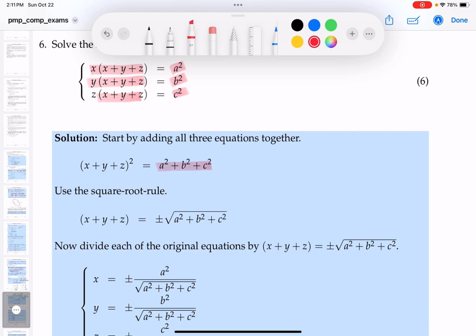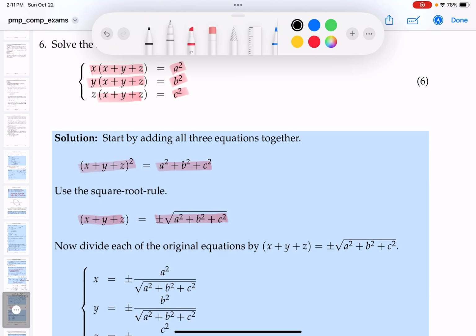Well, the right side's really easy to do, but surprisingly, the left side, if you do add it all together, you just get this over here, all right? And then you use the square root rule on it to find out what x plus y plus z is. So x plus y plus z would be plus or minus the root of that, all right? And then someone says, what do you do now? Well, let's take a look.